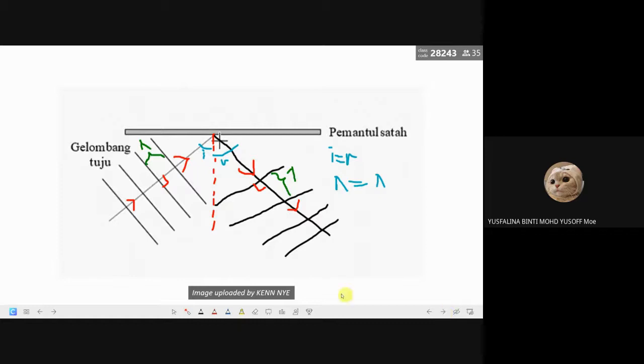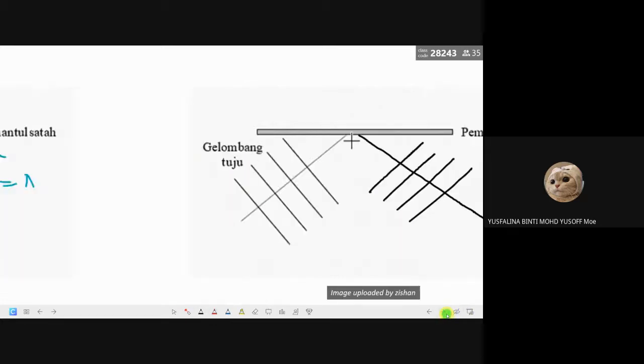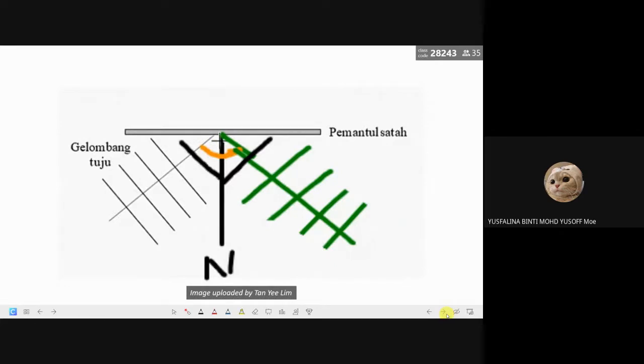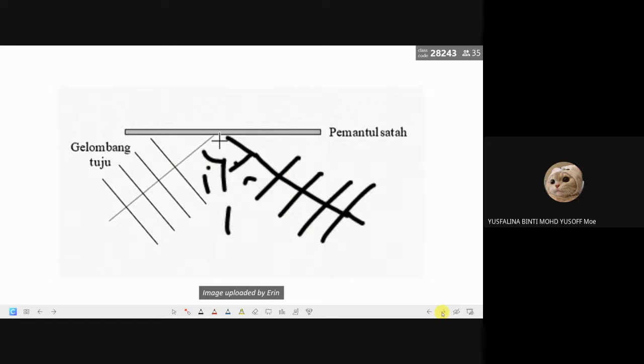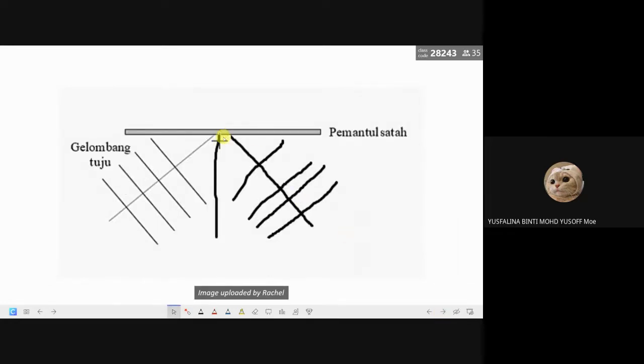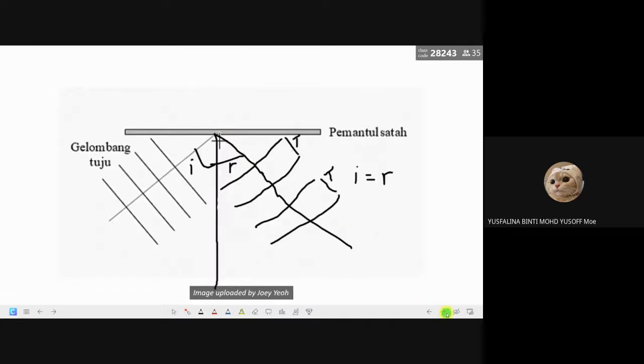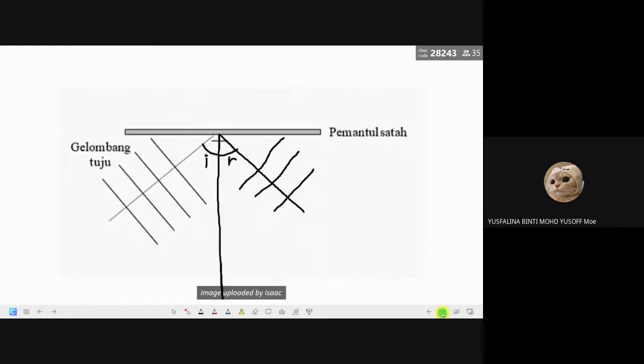Very good. See, you must have the direction of propagation. This one is the complete answer. Very good. This one has no normal line. Very good, but you forgot to put the direction of propagation. You have to put the direction also. This one also has no direction. The normal line is here, so the reflected wave should be drawn here. This one is also good. This one has no normal line. Okay, good.